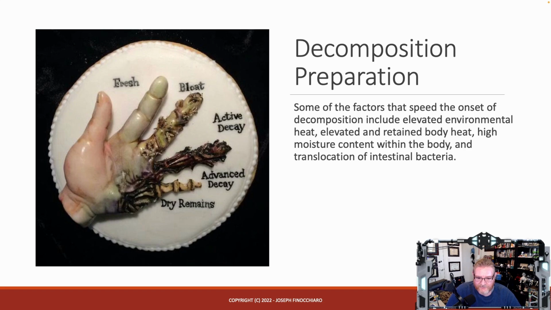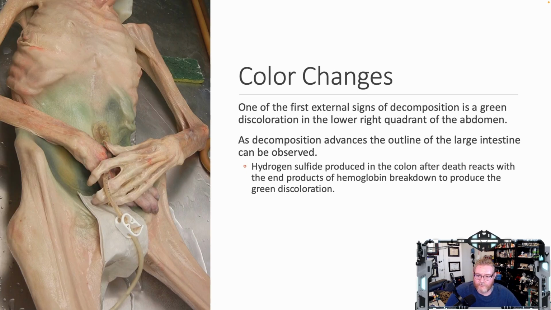Some of the factors that speed the onset of decomposition include elevated environmental heat, elevated and retained body heat, high moisture content within the body, and translocation of intestinal bacteria. One of the first external signs of decomposition is a green discoloration in the lower right quadrant of the abdomen. As decomposition advances, the outline of the large intestine can be observed. Hydrogen sulfide produced in the colon after death reacts with the end products of hemoglobin breakdown to produce the green discoloration.